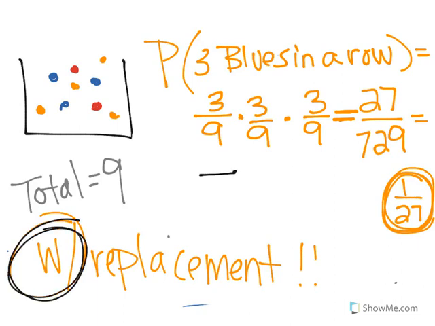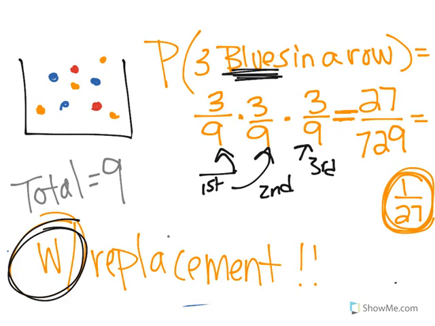Okay, so 3 blues in a row with replacement. Notice how these totals are all 9. You're throwing them back in. First pick, second pick, third pick, it goes back to 9 each time. Also, even though you're picking blue, you're throwing it back in each time, so that goes back to 3. Then you just multiply the numerators and the denominators. You end up with 27 over 729. Divide out your greatest common factor and you end up with 1 over 27.